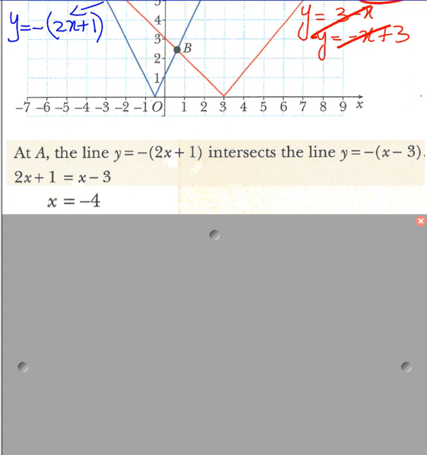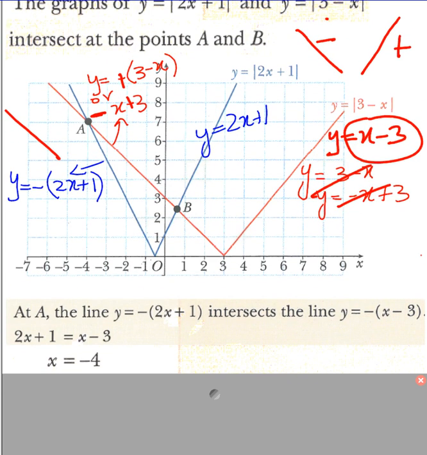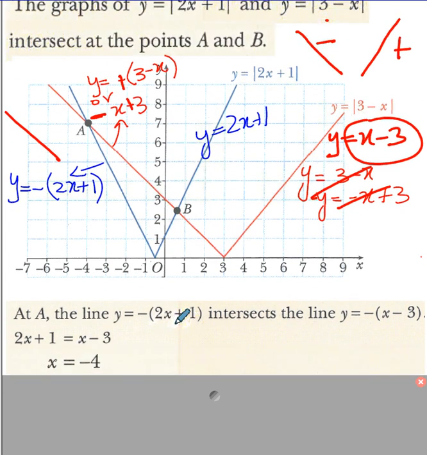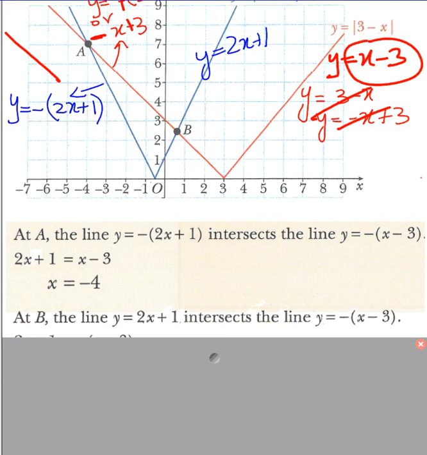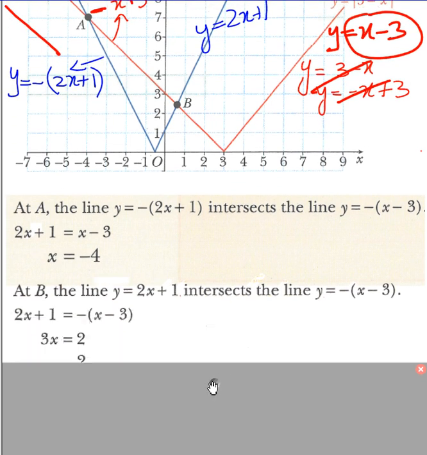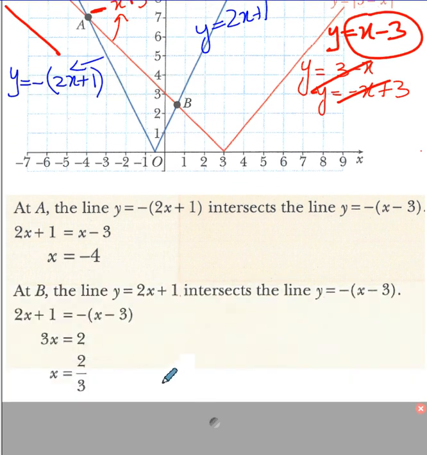You can see here. Let me show you through the graph and what is written here. Minus 2x plus 1 is this part, right? This blue line. And y is equals to minus x plus 3 is this part. So you will get A, which is minus 4. Similarly for this part, this equation will remain the same, but the blue one will become 2x plus 1. You can see it here. So then you will get point B intersection point, which is 2 upon 3.